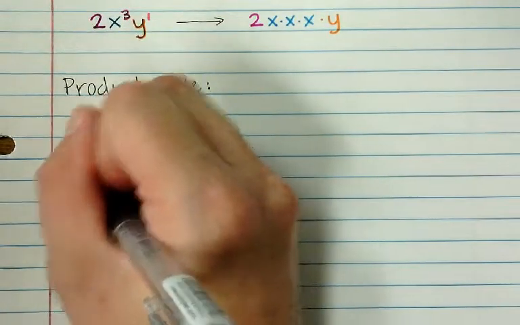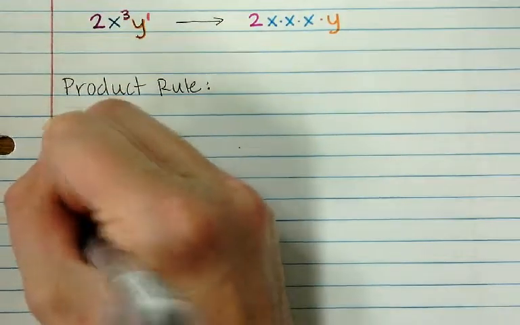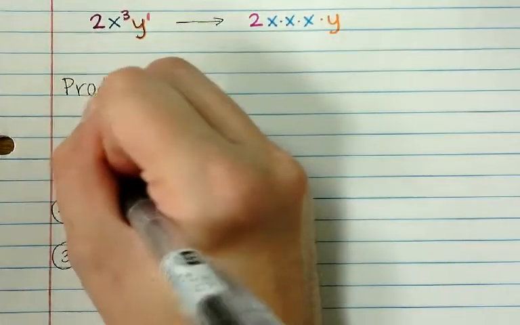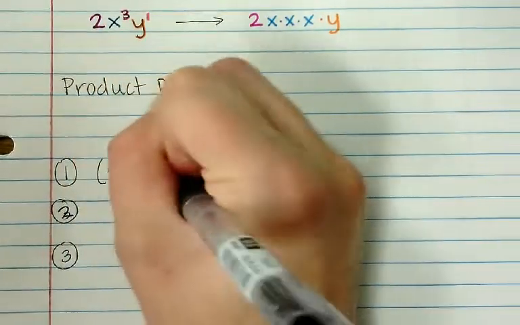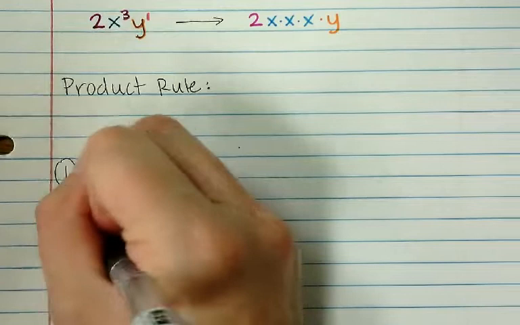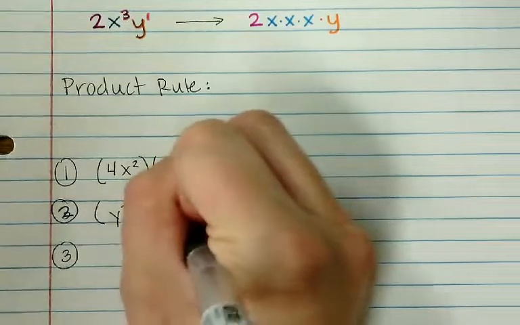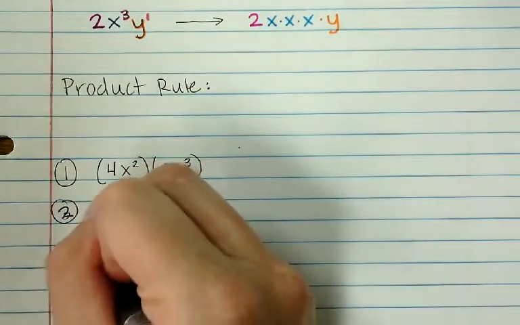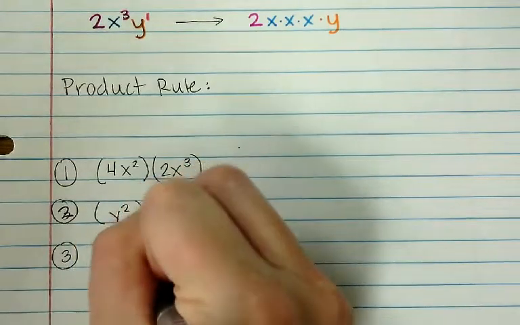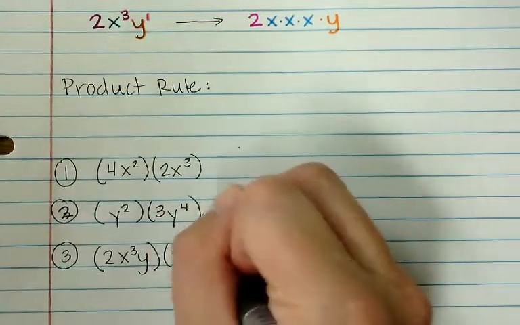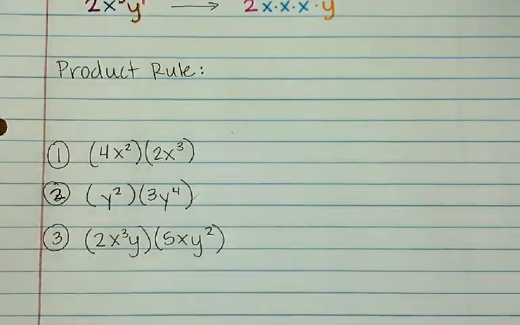So I'm going to give you guys some examples right here. Let's not skip numbers, Miss Humanek. 1, 2, 3. Okay? So my examples that I'm going to give you, we're going to do 4x squared times 2x cubed, and then y squared times 3y to the 4th. And then we're going to do 2x cubed y times 5xy squared. Okay? So we're going to do a few little examples right here, and we're going to see if we can come up with a product rule, our product of our powers here.